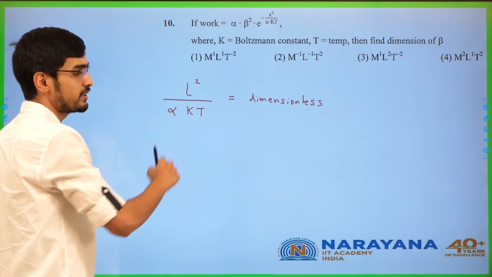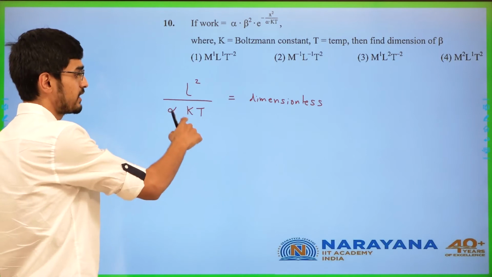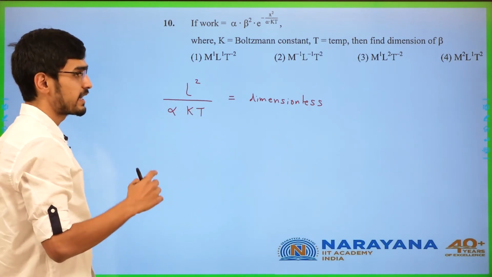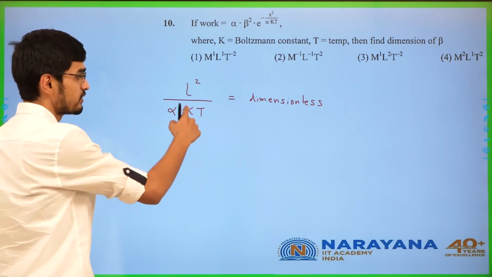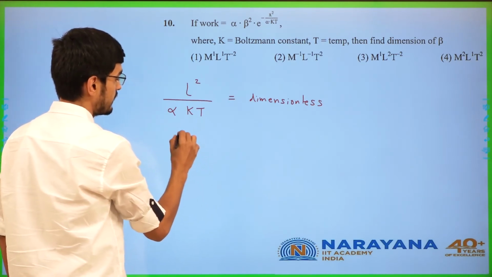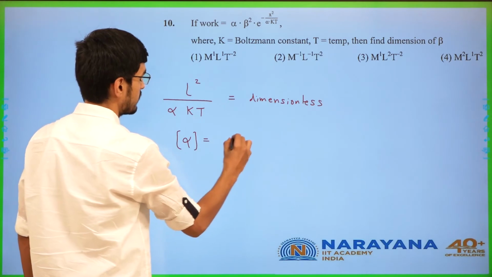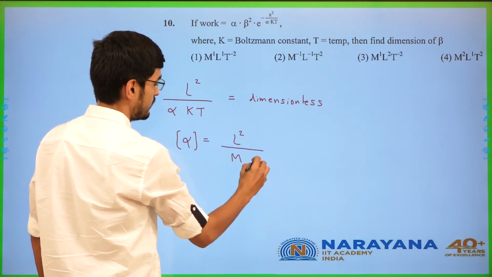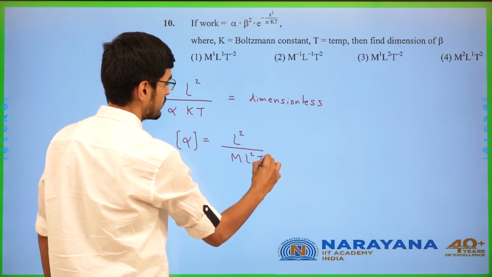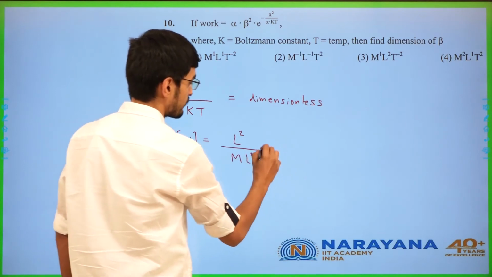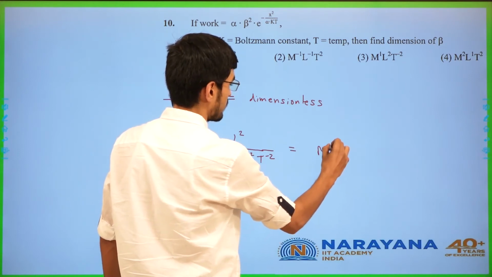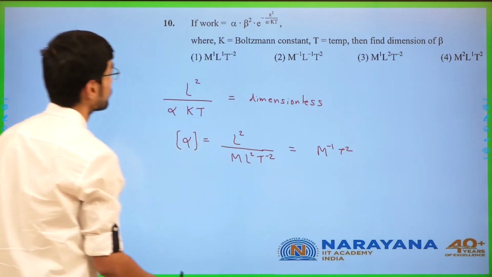Now Boltzmann constant into temperature, from kinetic theory of gases, we can use directly that this is in the dimensions of energy. We see that kinetic energy is 3 by 2 kT. Using that, I can directly write dimensional formula for alpha will be length square divided by mass into velocity square. Velocity square dimensionally will be L square T minus 2. So this makes the overall dimensions of alpha as M minus 1 T squared.